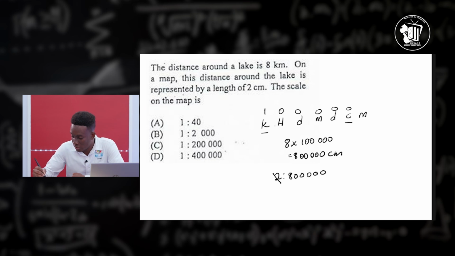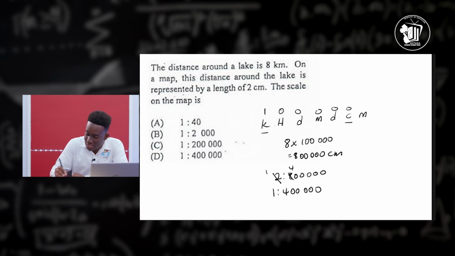Now I can break this down. 2 divided by 2 is 1. 800,000 divided by 2 will be 400,000. So it's 1 to 400,000, which is simply D.